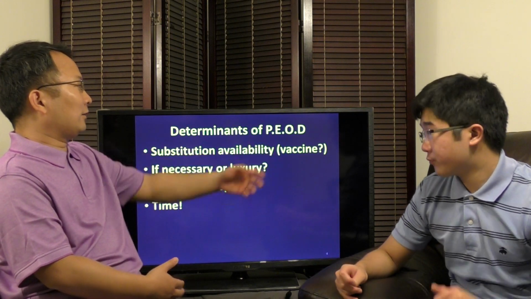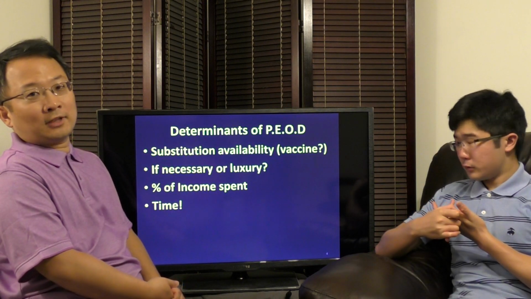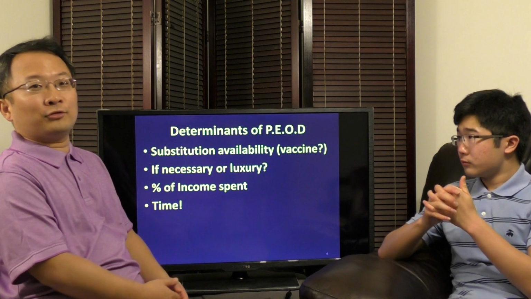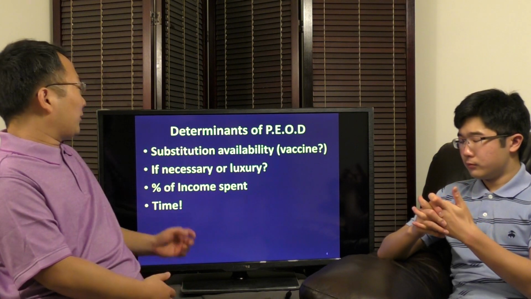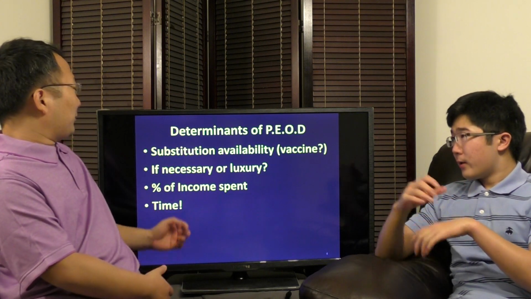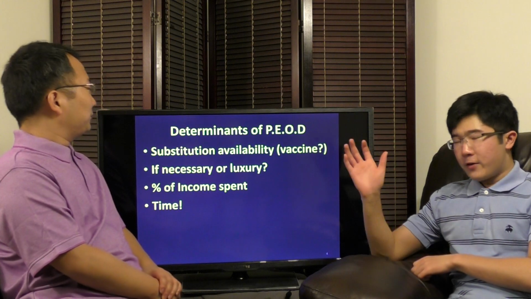Yeah, it's just like a vaccine. Usually, when the vaccine is first available, the PEOD is pretty large because no matter how much the price changes, you need that. Okay, but when time goes by, you get more substitutes. So time is also a determinant. Yes, and we'll get to that very quickly.